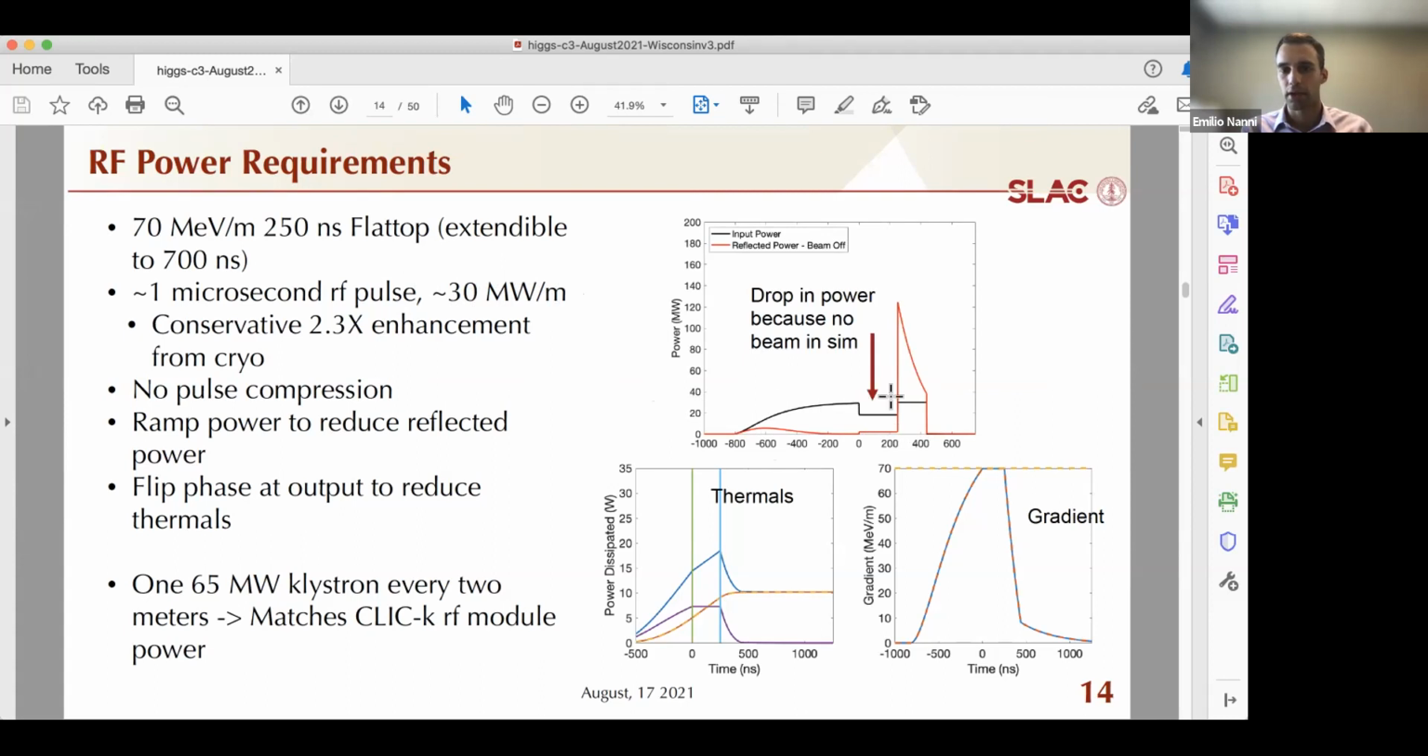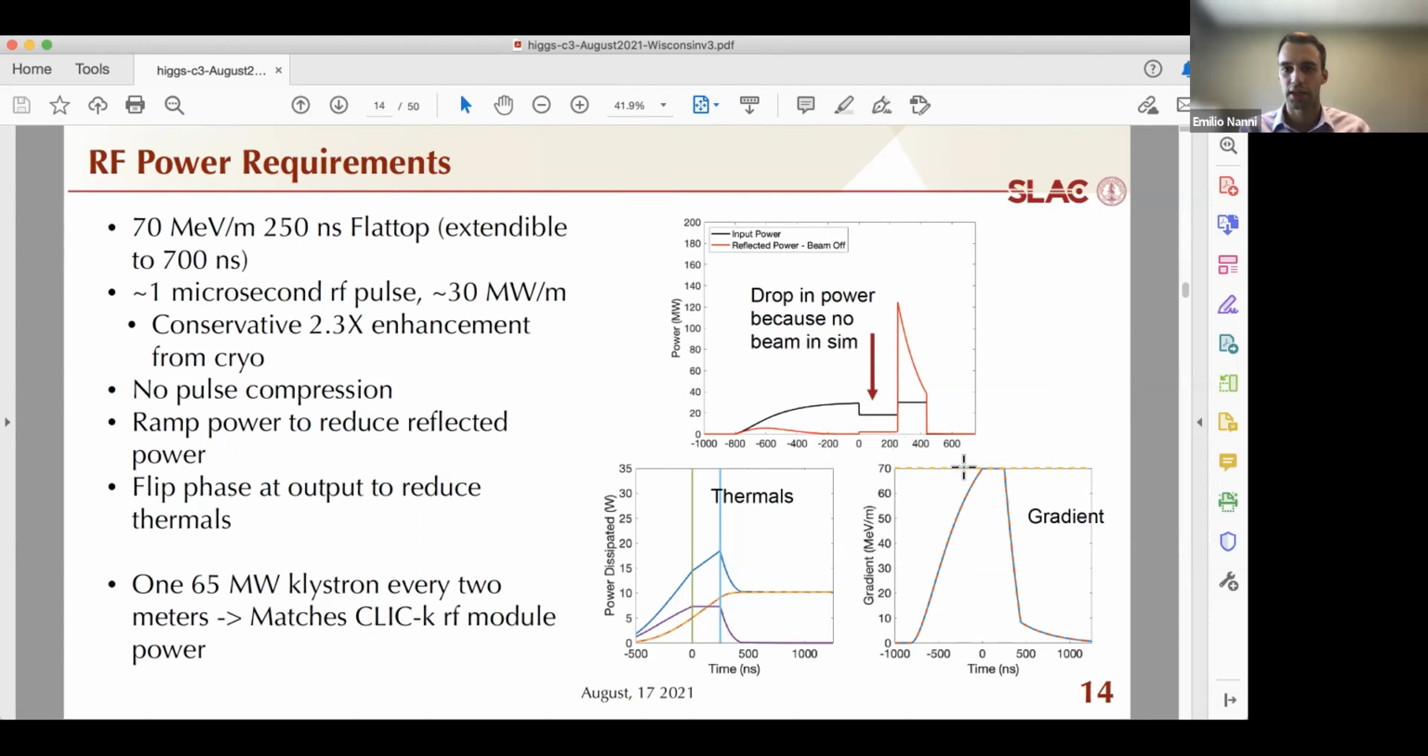You see this drop here in the power in the model that I'm using. That's because I don't have an electron beam being accelerated in this model. And so this power that's missing here is the power that you'd actually be depositing into the electron beam that's being accelerated. And then here, this is shown for 250 nanoseconds in length, but you could extend it all the way out to 700, which is what we're planning for the first stage.